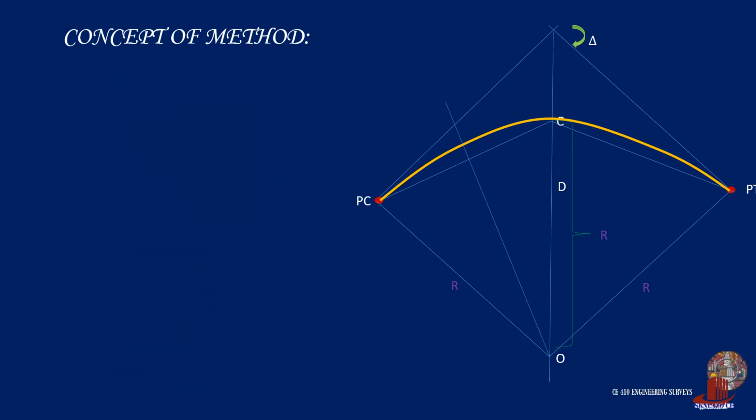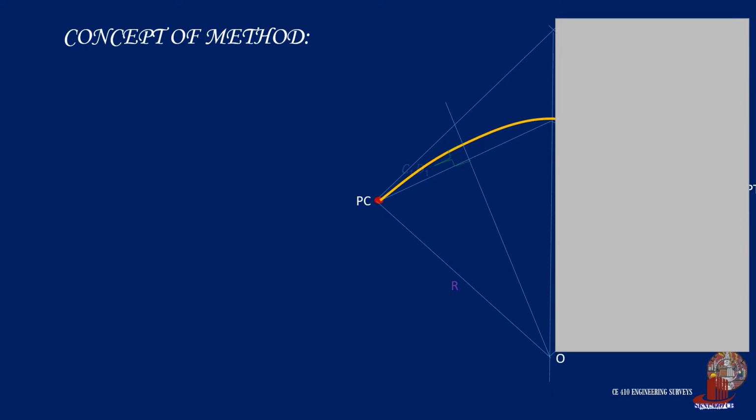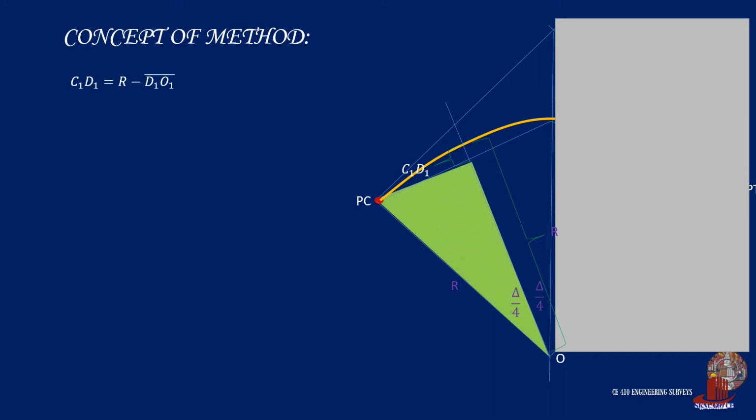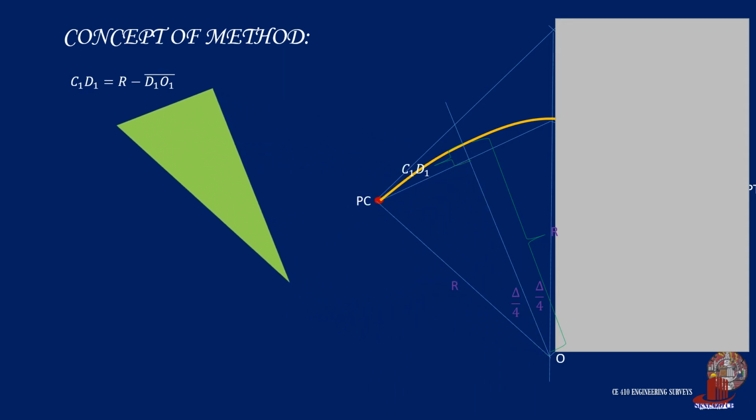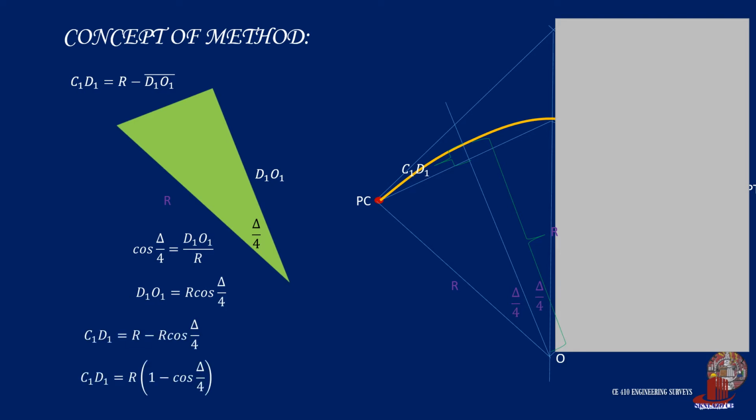For the second iteration, the same concept will be applied. This time the curve can be taken as half of the original curve, so we need to compute for the half curve's long chord. Take note that the angle of the half curve is delta upon 2. So like the previous derivation, the distance of the curve from the new long chord is taken as C1D1 equals R times 1 minus cosine of delta all over 4.